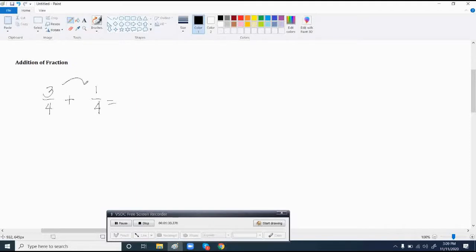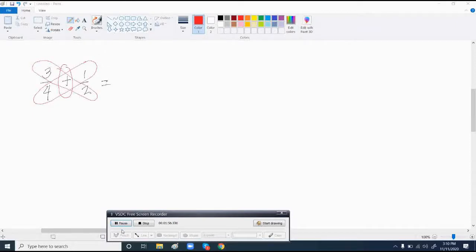3 plus 1 will give you 4. And copy the denominator. After finding the sum, simplify your fraction. So 4 divided by 4 will be equal to 1. And that means that you have one whole number.